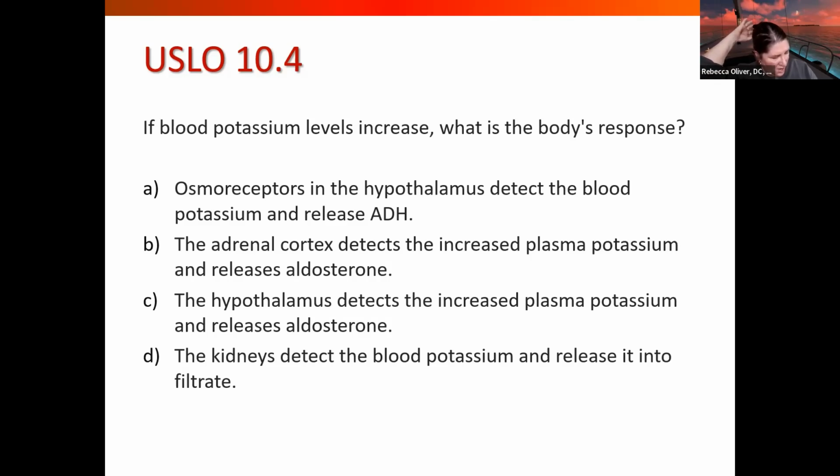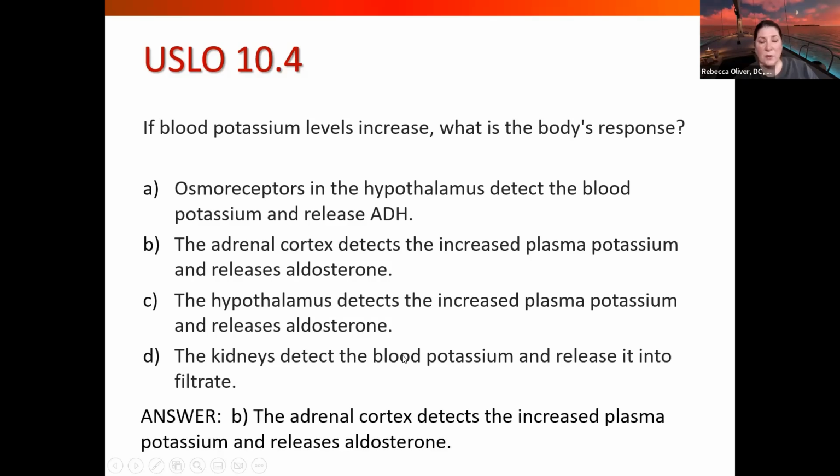So what are our options here? Well, this is an unusual ion because the adrenal cortex can detect the increase in the potassium and trigger the release of aldosterone, because we know aldosterone runs on sodium-potassium pumps. It's going to move sodium back into the bloodstream while pulling potassium out of the bloodstream. And if we have too much, that's exactly what we want to do. Pull it out of the bloodstream, get it into filtrate, and eliminate it.